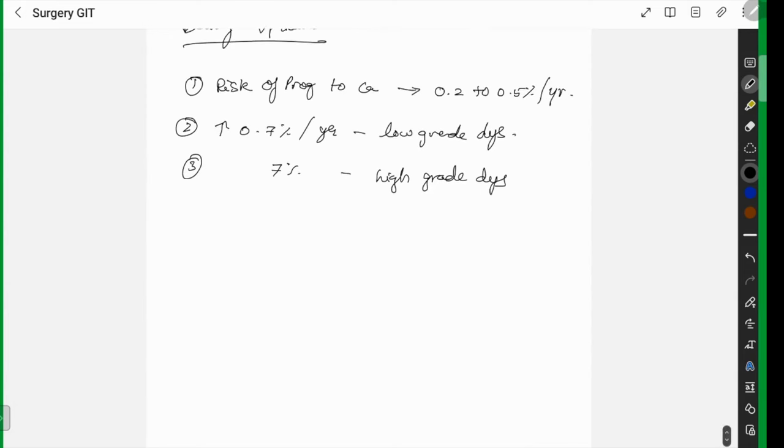How do you identify it? For identification, we do a test. At the beginning I told you about the chromoendoscopy technique. You have methylene blue, Lugol's iodine, indigo carmine. Squamous epithelium is usually pink in color. When you add acetic acid, there will be a loss of whitening. So mostly it will be seen in your Barrett's.